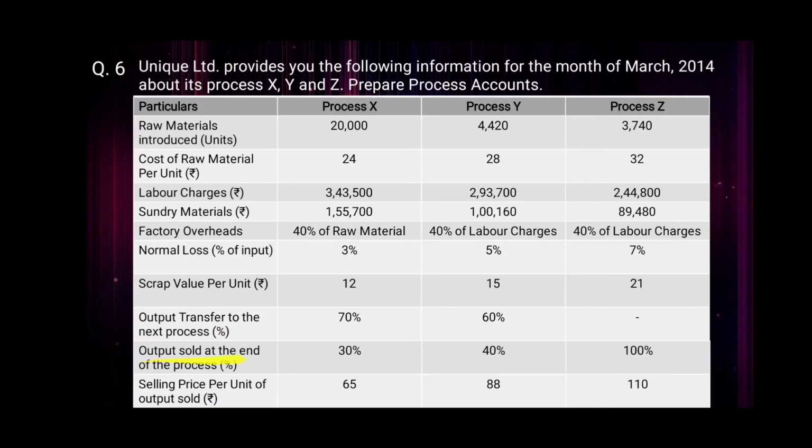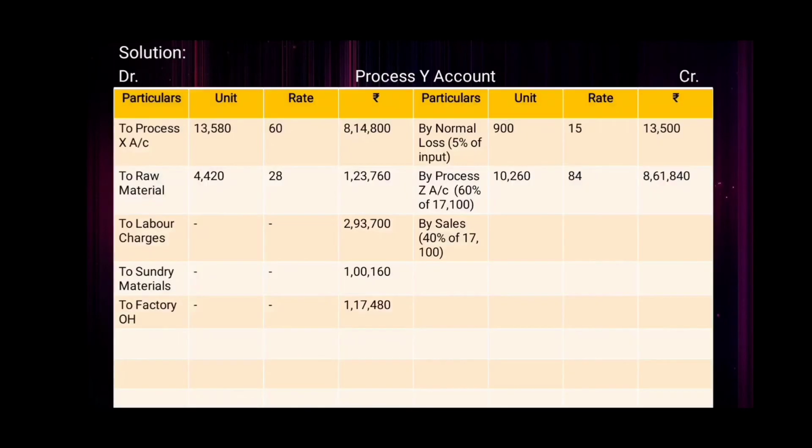Next, output sold at the end of the process is given as 40% for process Y, and the selling price per unit of output sold is given as 88 per unit in process Y. By sales, 40% of 17,100, which will be 6,840, and the rate amount is given as 88. So the total amount will be 6,01,920.